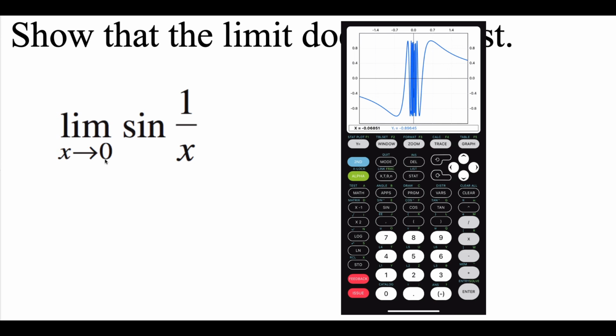But what I notice is that as we approach 0 from the left side and from the right side, that sine wave is bouncing up and down between +1 and -1. So this is oscillating between those two values, between +1 and -1, as we approach 0 from each side. Because of that behavior, this limit also does not exist.